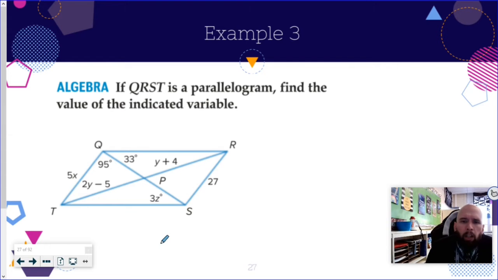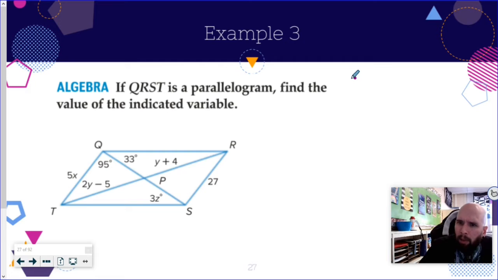So there's a lot going on here with parallelograms, and we'll just go alphabetically. There's no reason not to go alphabetically. We have 5x over here. I have a y and a z. So like I said, let's start with the 5x. 5x is over here at QT. Oh, how about that? A side named after me, which happens to be congruent to RS.